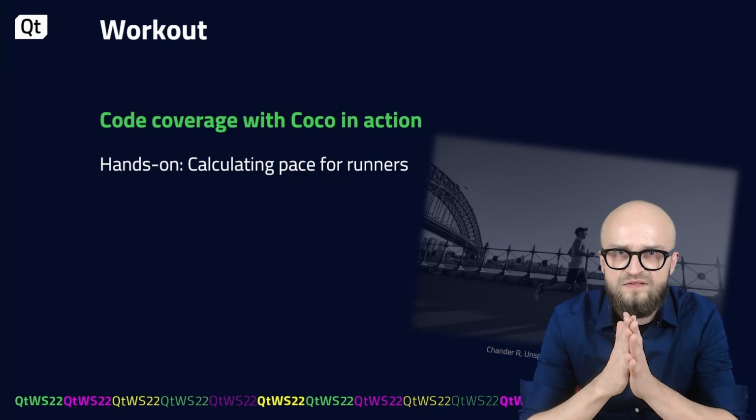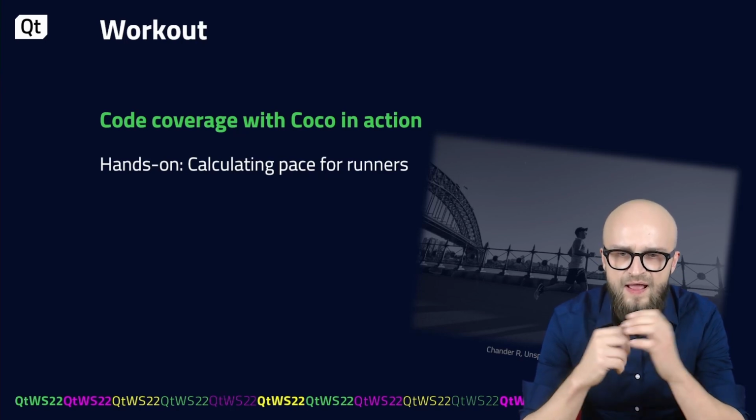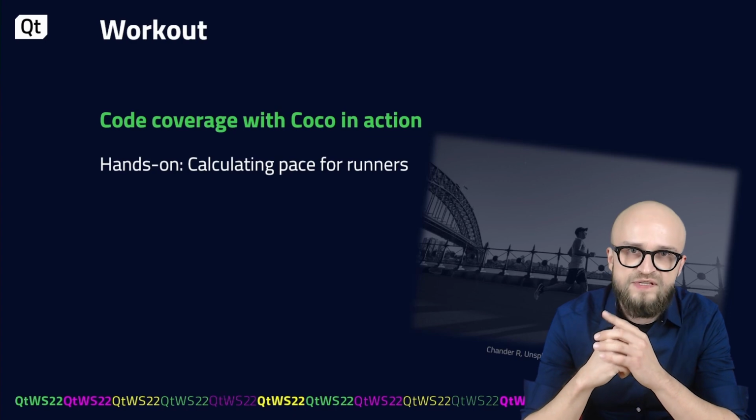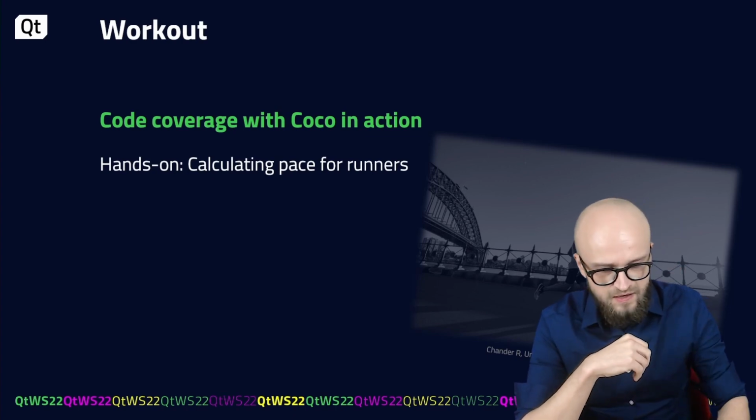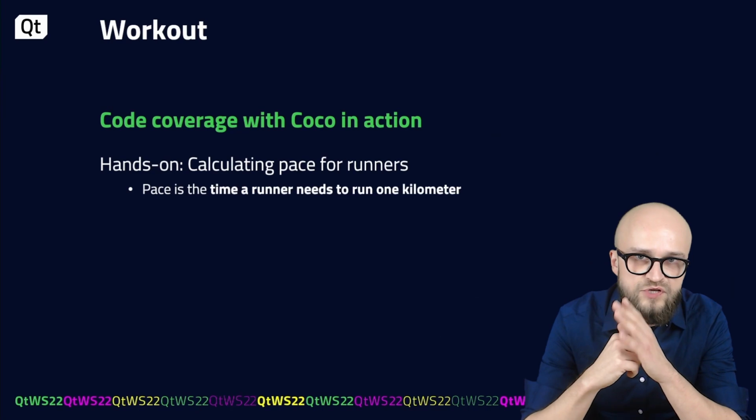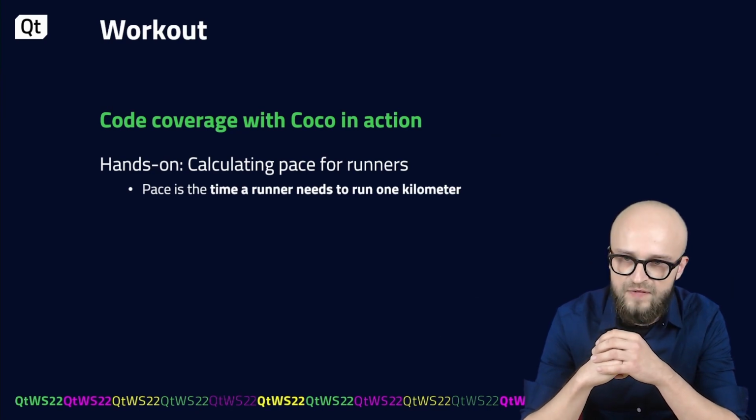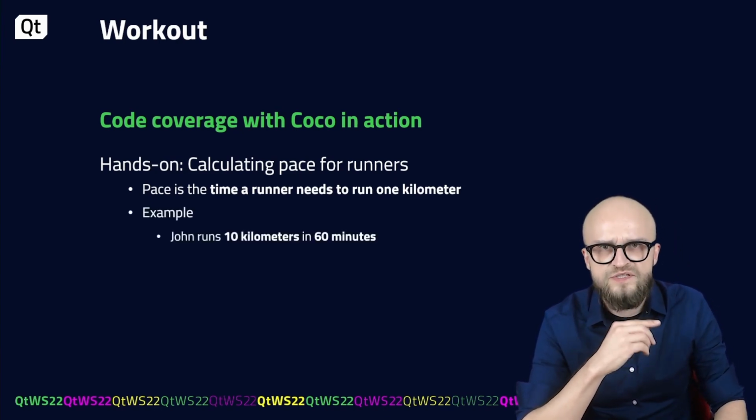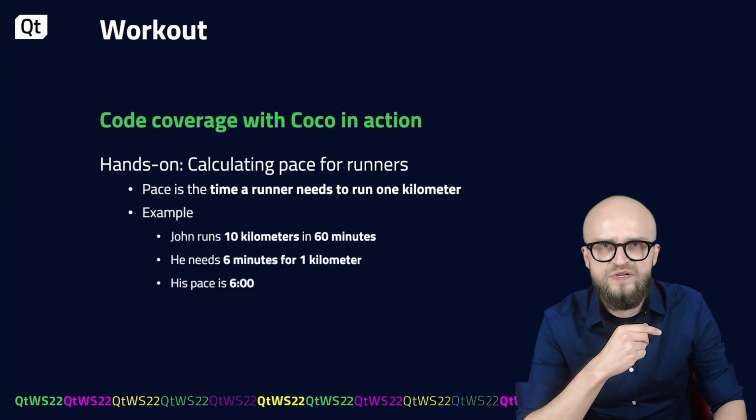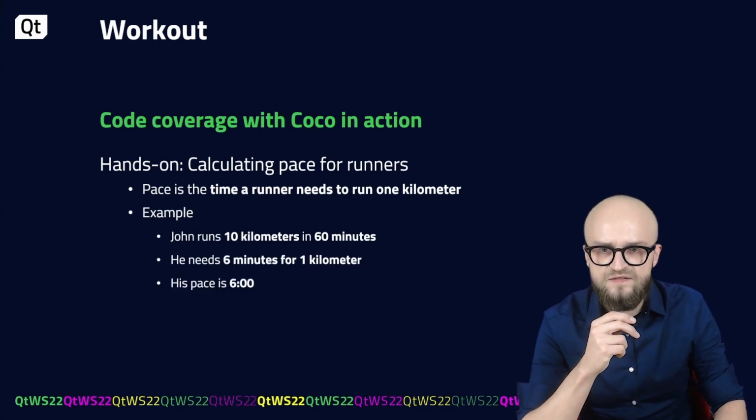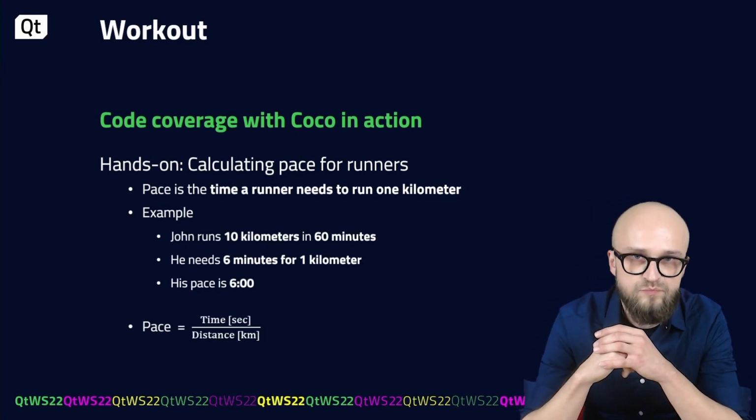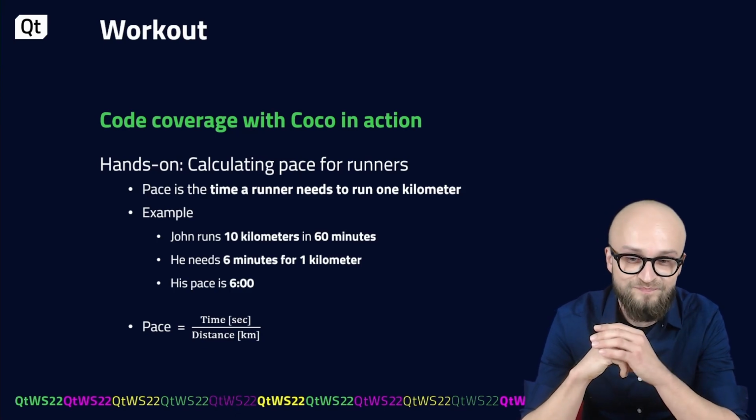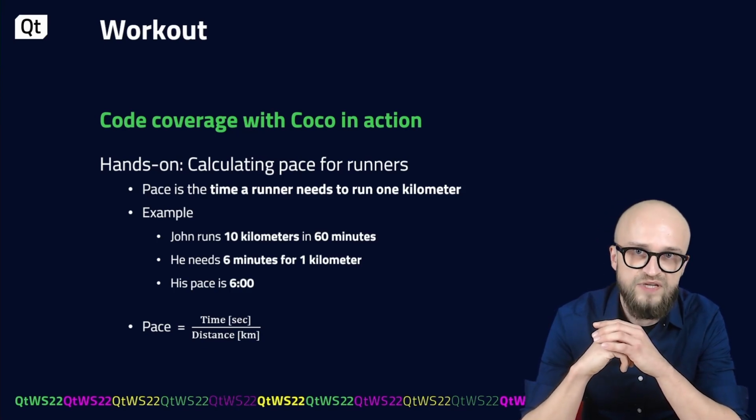So let's get to the workout. This workout will be about calculating the pace for runners. Very briefly, I want to introduce you to the concept of pace in running. Pace is the time a runner needs to run 1 kilometer. John, for example, runs 10 kilometers in 60 minutes, so he needs 6 minutes for 1 kilometer. His pace is 6 minutes and 0 seconds. The equation to calculate pace is just another division: time in seconds divided by distance in kilometers.